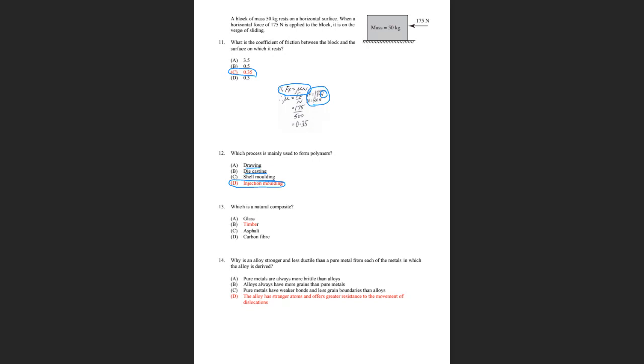Question 13, which is a natural composite? As you can see here, timber is the natural composite. It's composed of cellulose fibers and a lignin matrix.